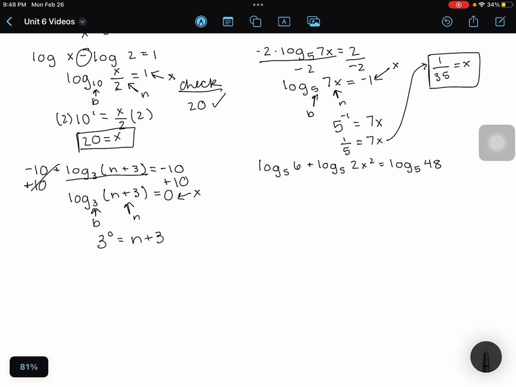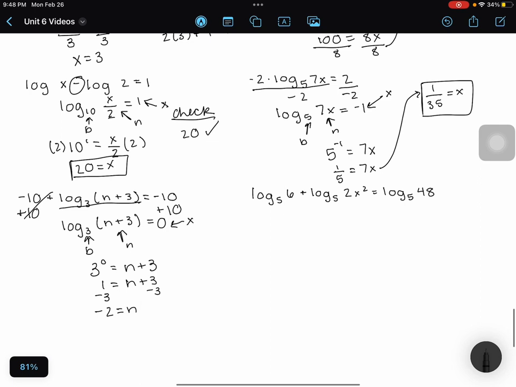Okay, so 3 to the 0 is 1. Then to get n by itself, we subtract 3 on both sides. We get -2 equals n. So again, we're going to plug it back in to check. -2 plus 3 gives us a positive 1. Great.